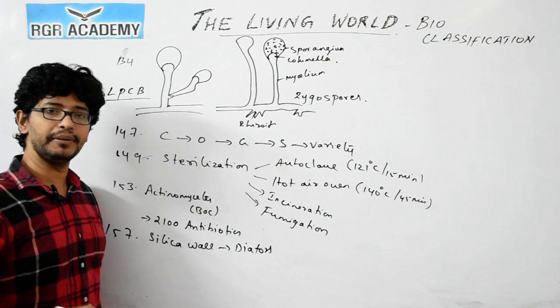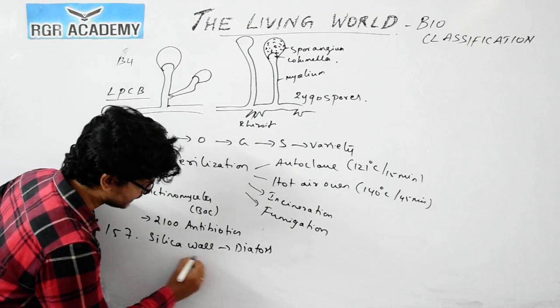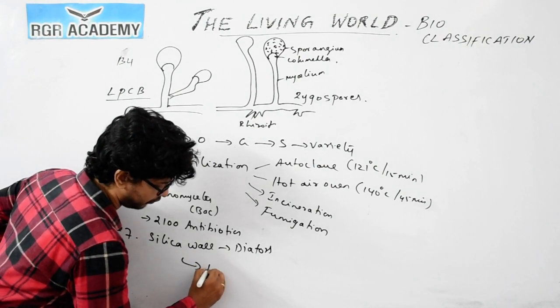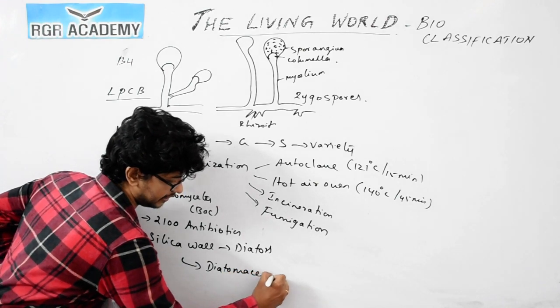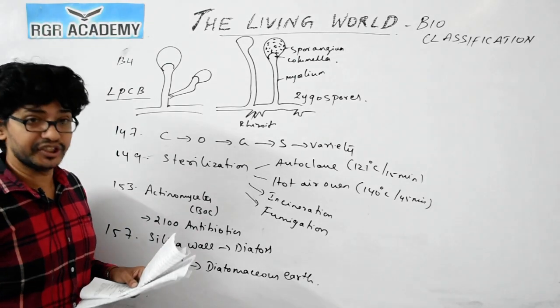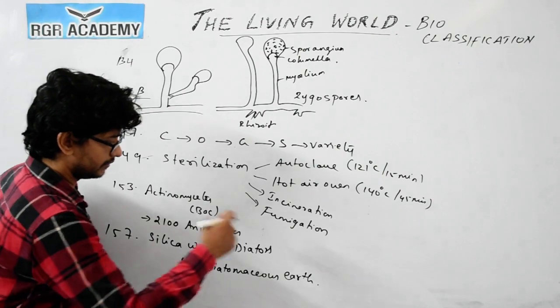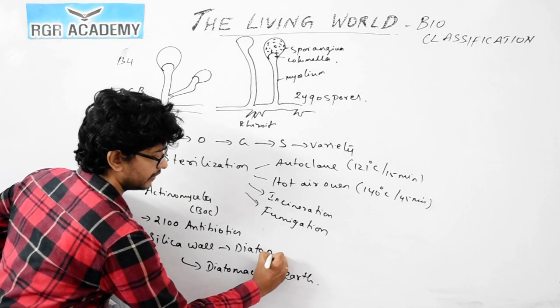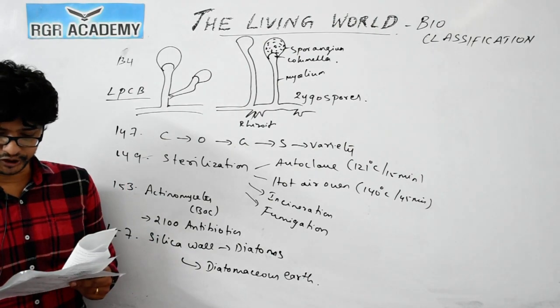Then it will be piled up, and as it keeps on increasing, the silica wall forms a structure called diatomaceous earth. This we call a diatomaceous earth like structure. This is the feature of the diatoms. Fine. So we're done with this question.